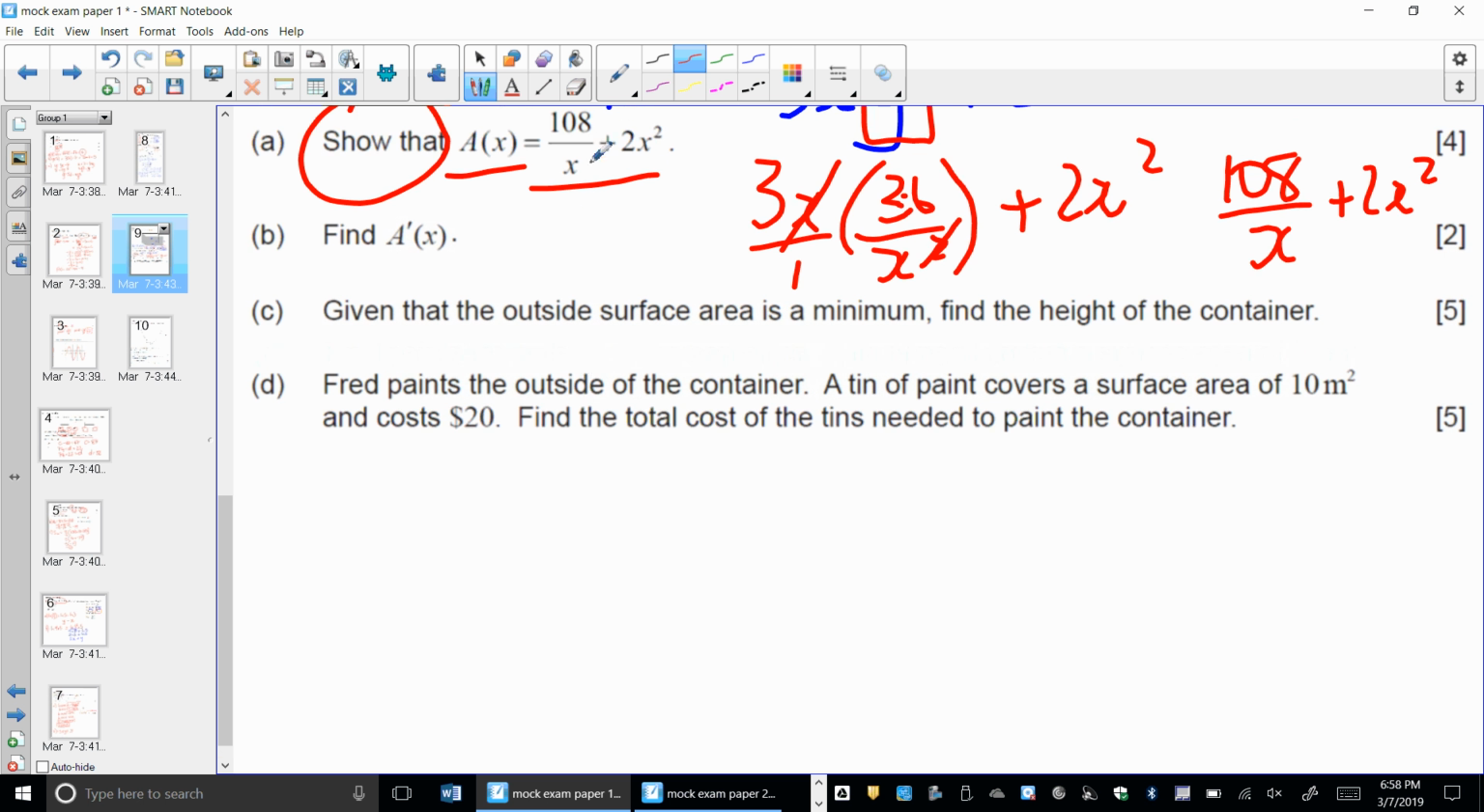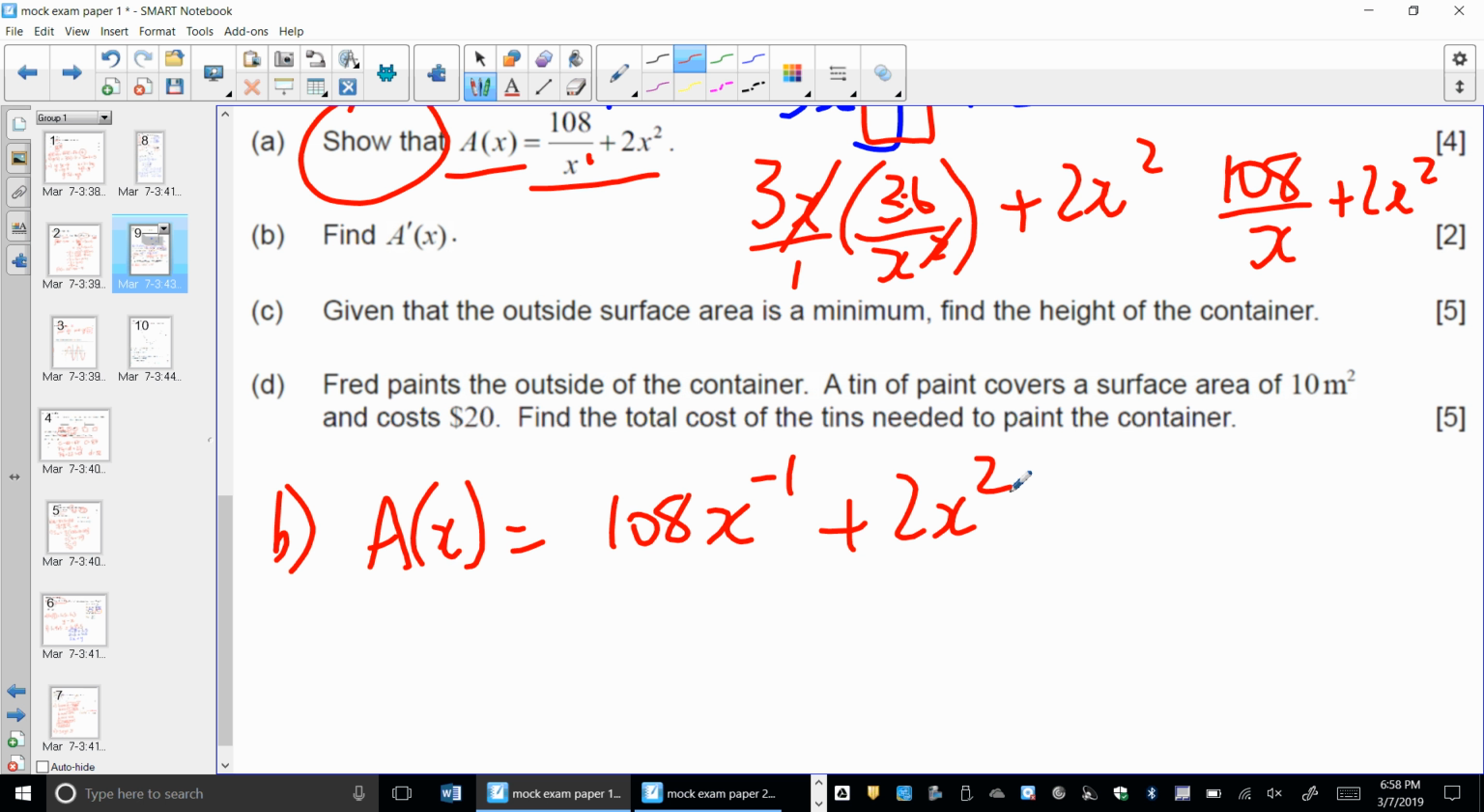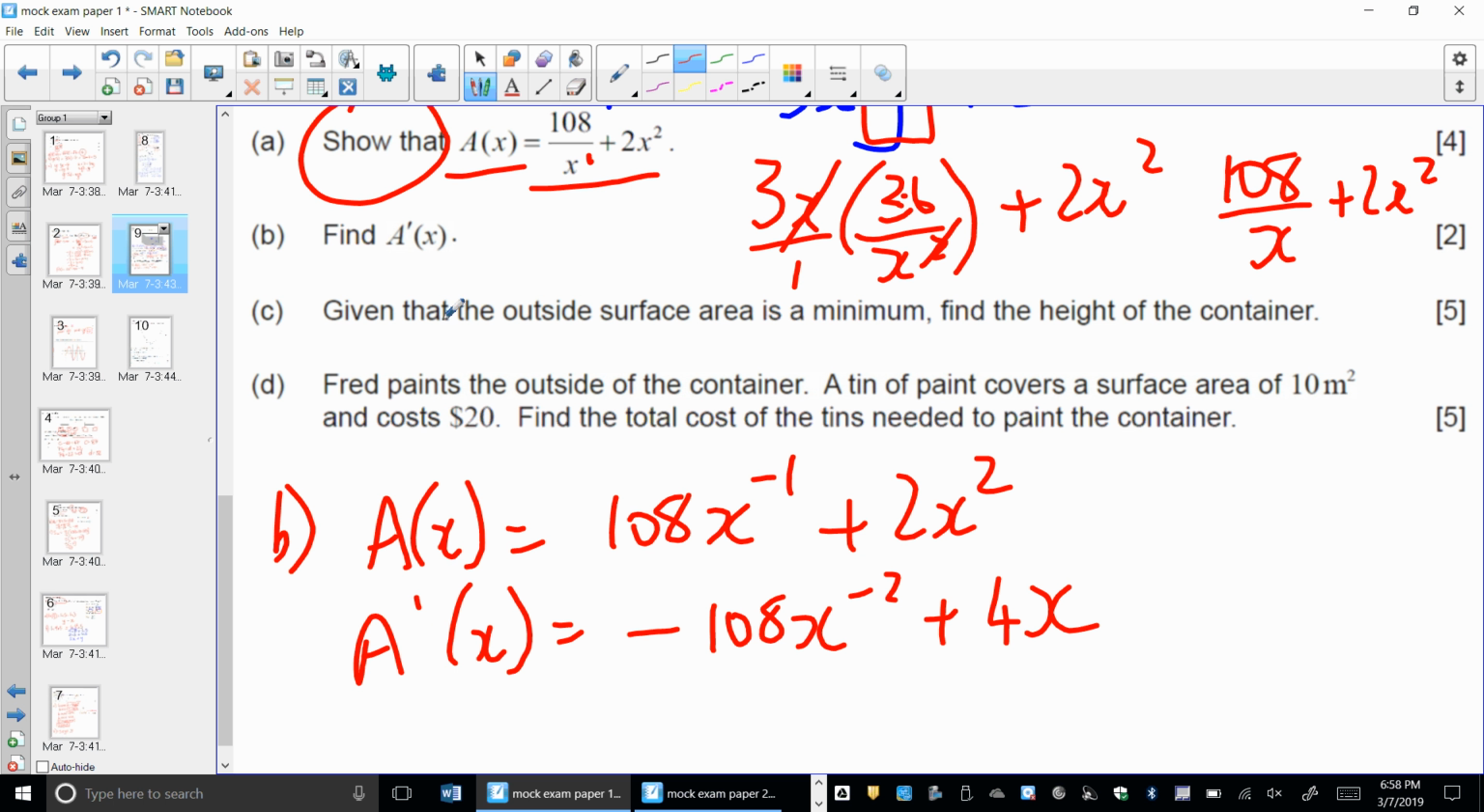When we differentiate expressions, if there's x's on the bottom, remember the first thing we should do is rewrite it. So it's 108x to the negative 1, because there's a secret power of 1 on the bottom, plus 2x squared. So I haven't differentiated yet, I've just rewritten it. Now I can differentiate. So it's negative 108x to the negative 2 plus 4x.